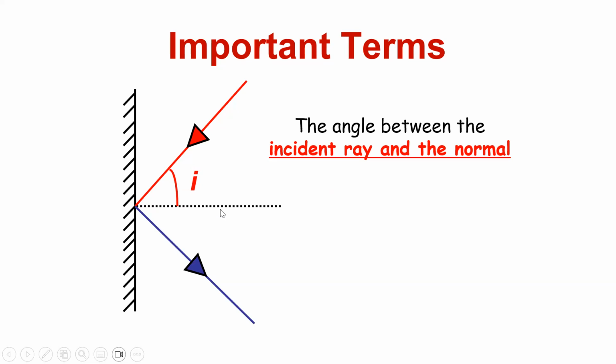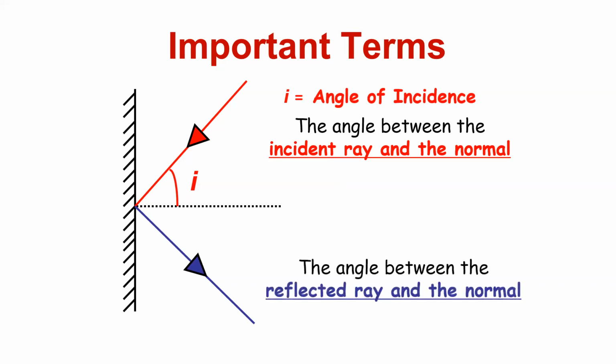So if the normal is not given in the question, it is very important for you to draw where the normal is. In this case, the normal is drawn for you. So it's between the ray and the normal. If it's between the incident ray and the normal, it's called the angle of incidence. Again, spelling must be correct. And the angle between the reflected ray and the normal, which is r over here, is called the angle of reflection. Just take note, it must be small i, small r.